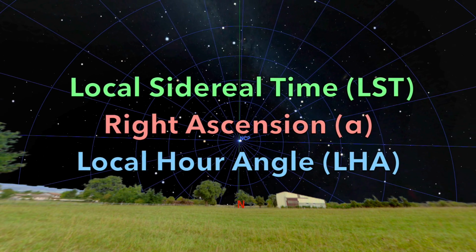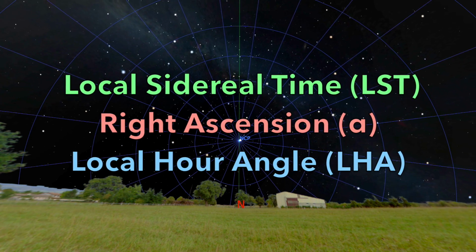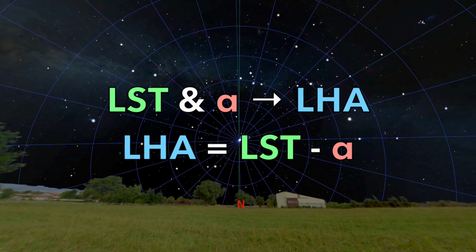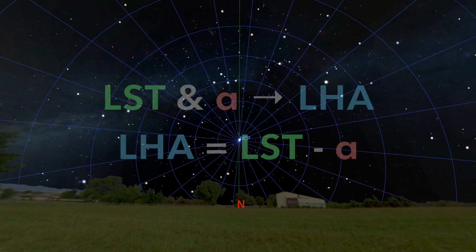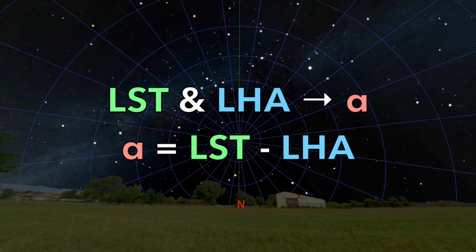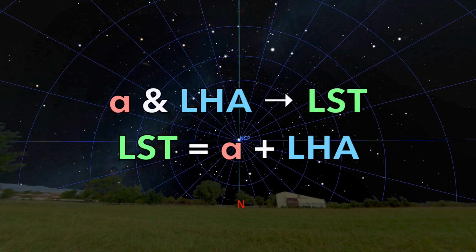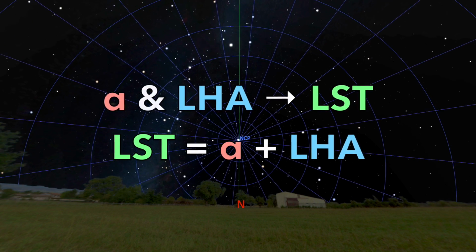Once two of these variables are known, be it LST, RA, or local hour angle, the remaining variable can be solved. An object's local hour angle can be found by subtracting the object's right ascension from the LST. Likewise, an object's RA can be solved by subtracting the local hour angle from the LST. And lastly, the LST can be solved by adding the object's local hour angle to its RA.